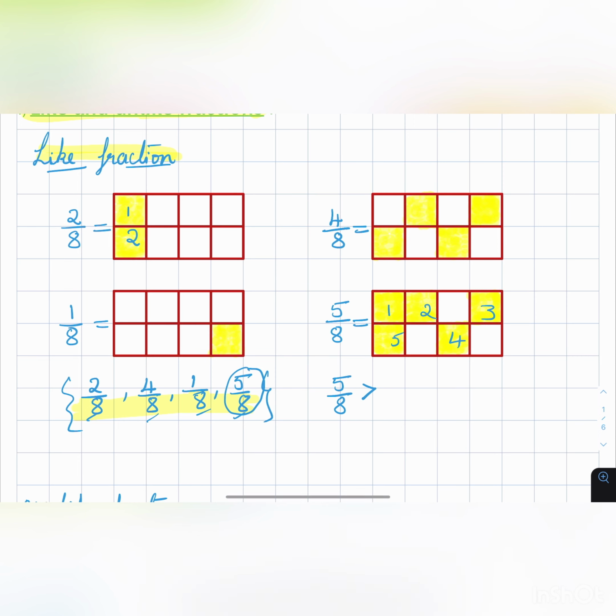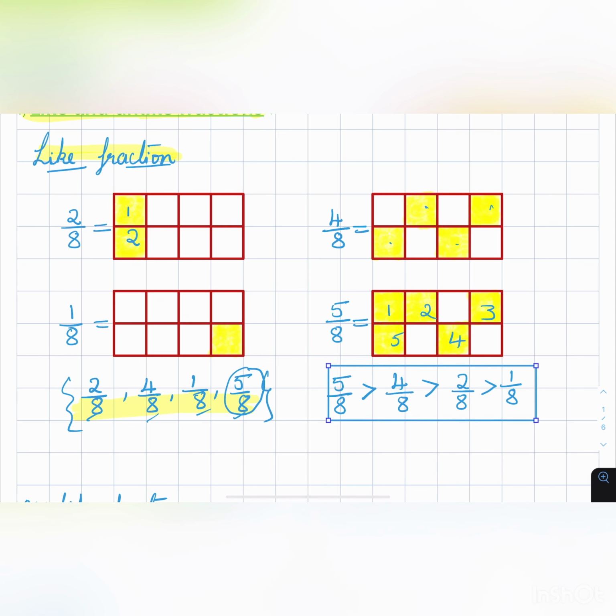And the next one is 4 by 8, right? This is 4 by 8. 4 parts are shaded out of 8. Then the next one is 2 parts shaded out of 8. Then the last one is 1 part shaded out of 8. So this is the sequence that we get.